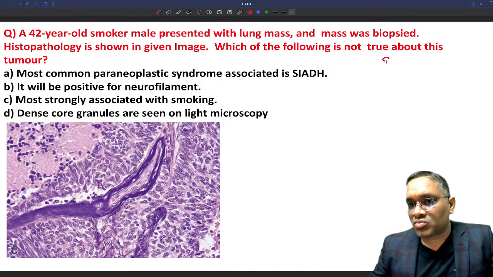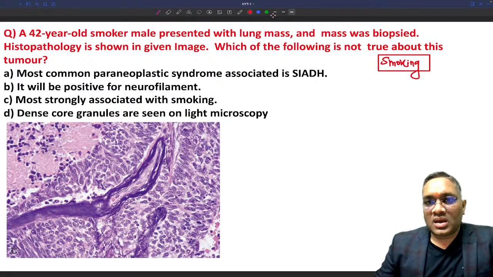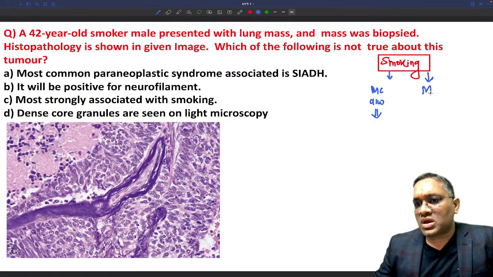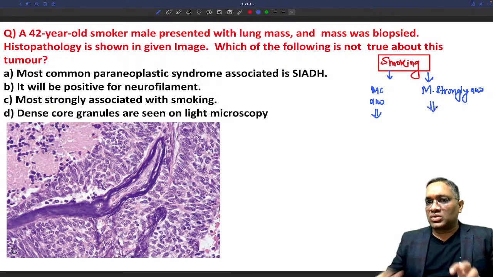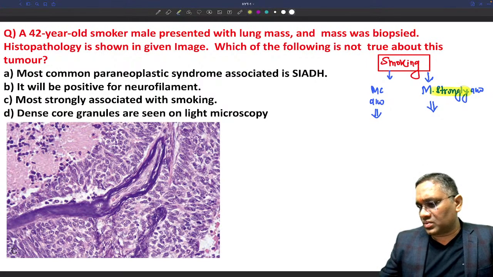When the examiner says smoking, right? When the examiner says smoking, please remember this is the language which had been asked in the NEET PG exam also. If the examiner says smoking is most commonly associated with which lung cancer, and if the examiner says smoking is most strongly associated with which cancer, most commonly and most strongly are two different languages. Please try to understand, and this language you can see in Robbins also.